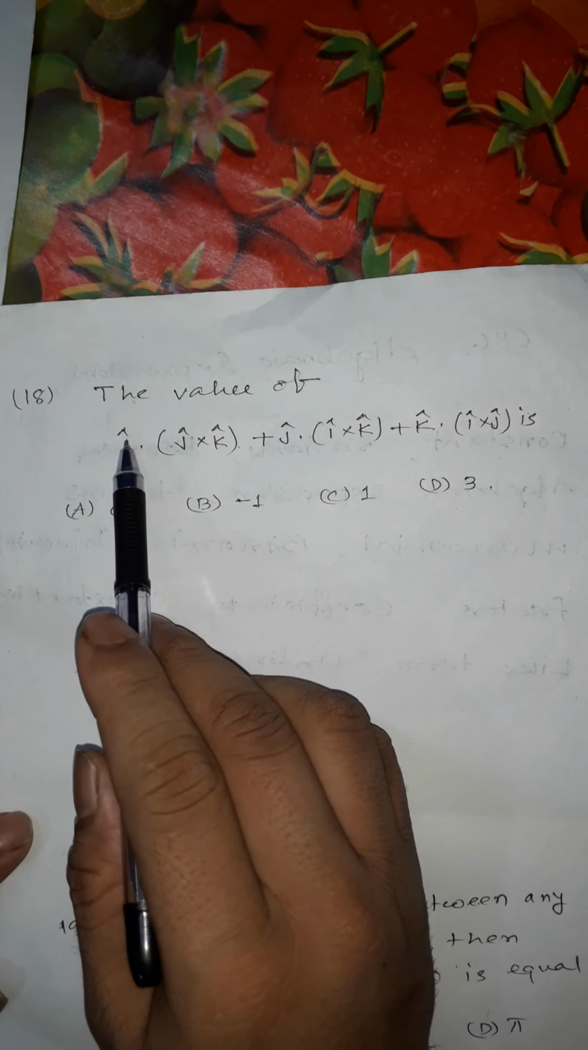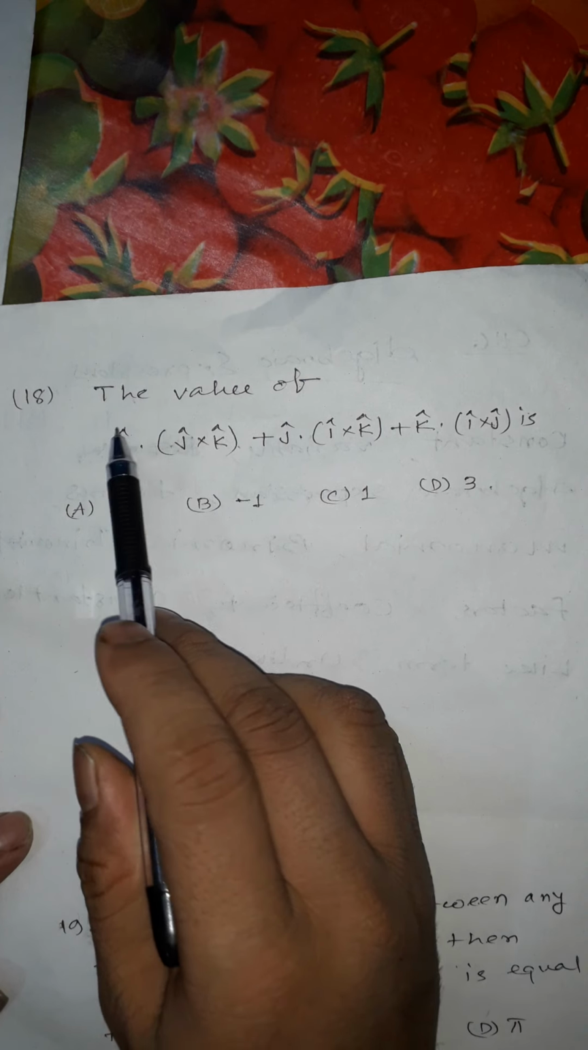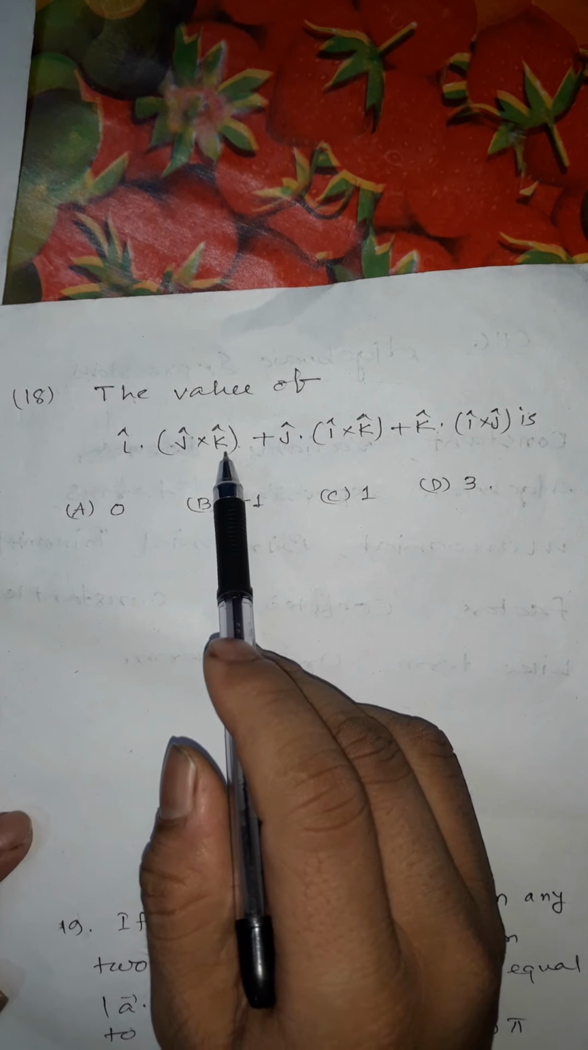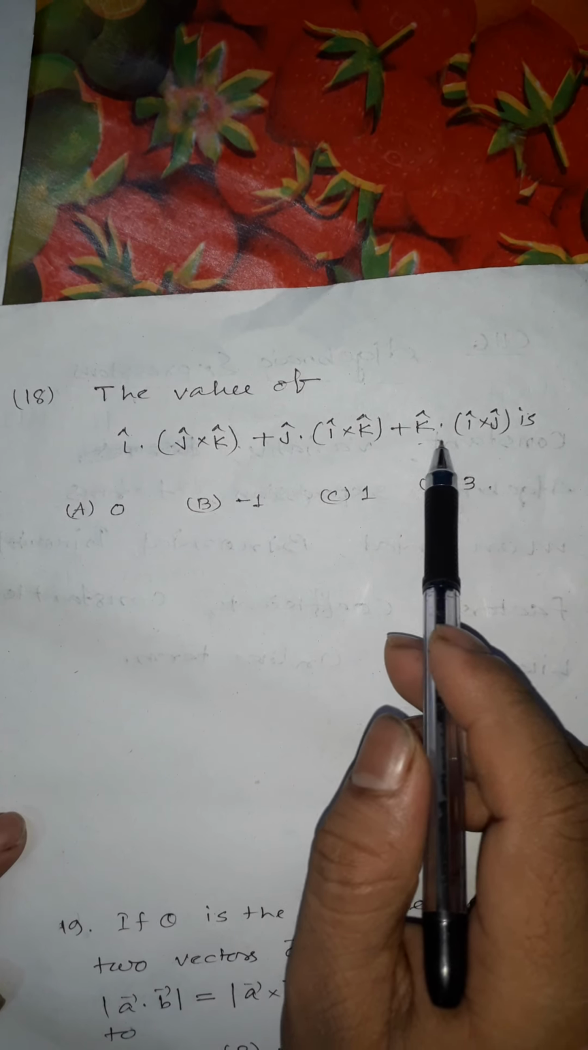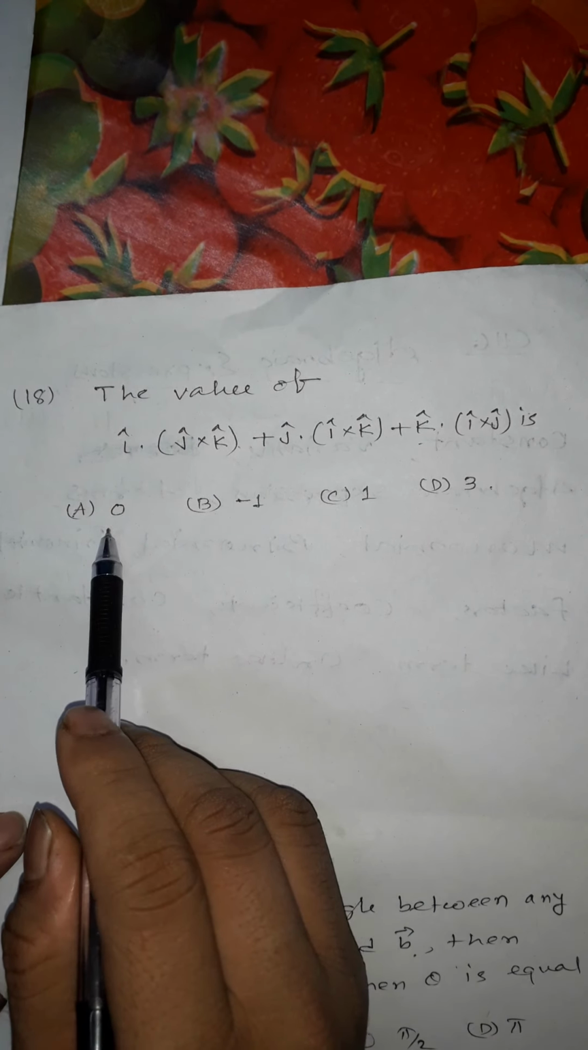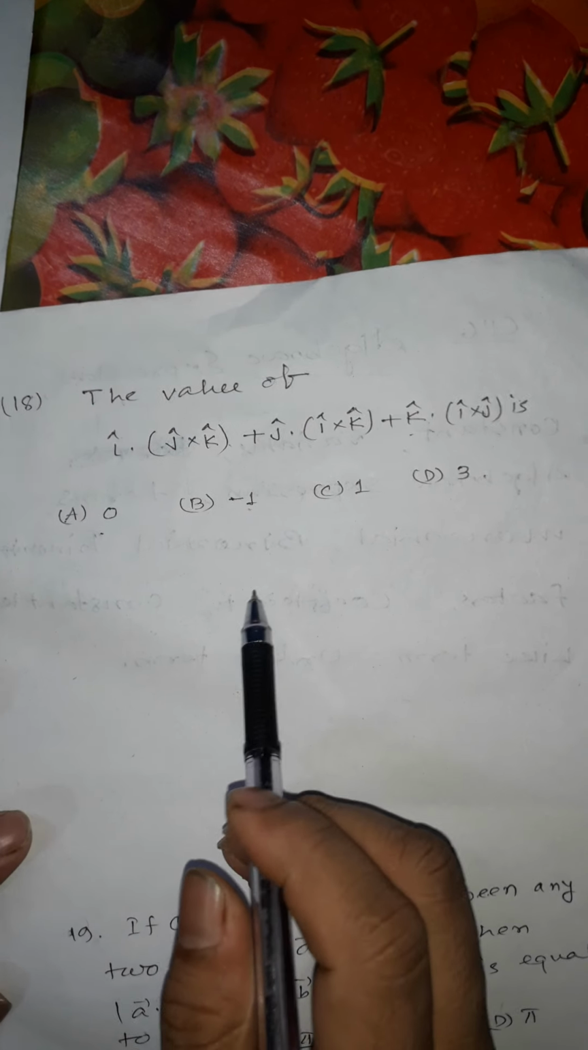Okay, next question number 18. This is a multiple choice question. The value of i dot (j cross k) plus j dot (i cross k) plus k dot (i cross j) is 0, minus 1, 1 and 3.